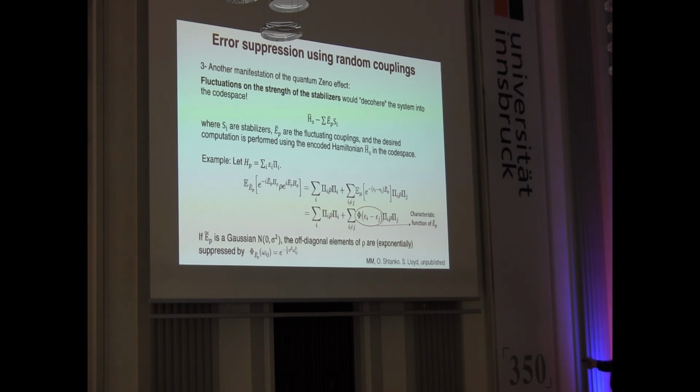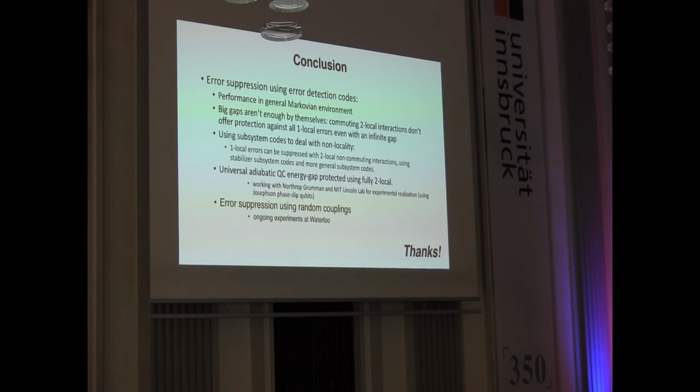For example, if this is a Gaussian random variable, this would be exponential, and we have some exponential suppression of off-diagonal elements of rho by just this randomness, right? So this is a third way of implementing quantum Zeno effect when we want to have error suppression. To summarize, there are different ways of implementing this quantum Zeno effect. A systematic way of that is using quantum codes, in either of these, whether it's dynamical decoupling, error suppression, or randomness. And I guess that's it. Yep. Thanks.